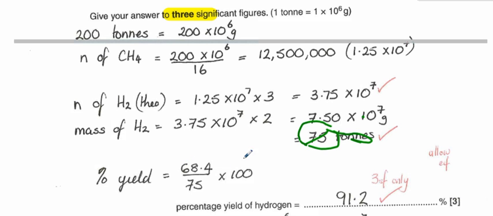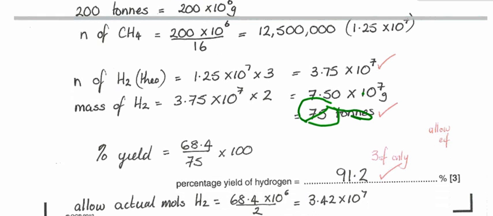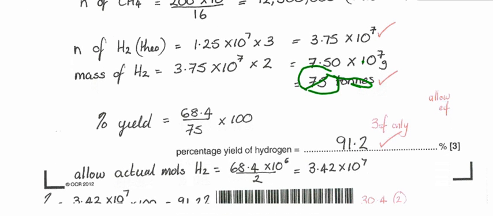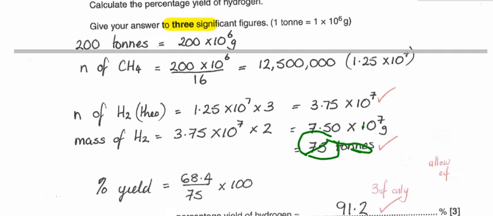So try that for yourself. If you're not confident with using these big numbers at the end, try just not using them and see if you get the same answer. I suggest you will. There is an alternative method for that where you could have worked out the number of moles of hydrogen, but I'm going to stick with the method that I've shown you there.